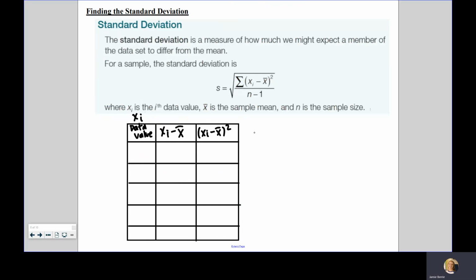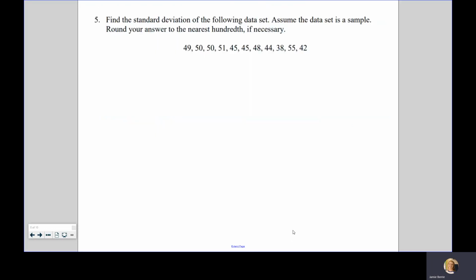Okay, so this table really helps you break down the formula for finding the standard deviation. So you can see we're listing out each data value, that's the x sub i's. Then we're subtracting the mean from x sub i, that's in here. And then we're squaring those. So we're breaking it down step by step. And again, the number of rows that you have is going to depend on how many data values you have. All right, so let's copy this over for when we go to the next page.